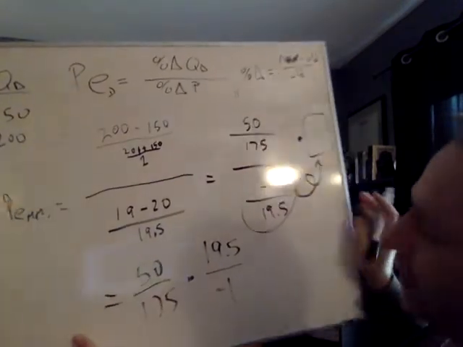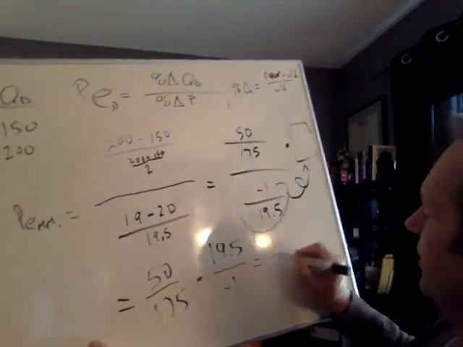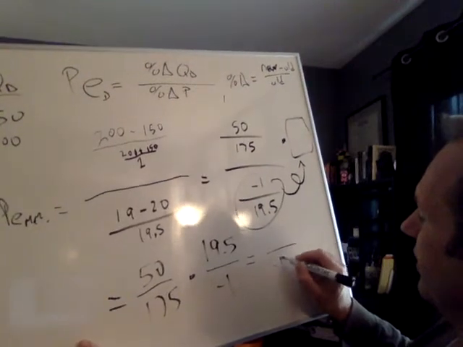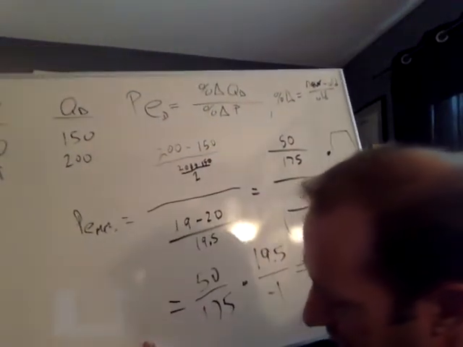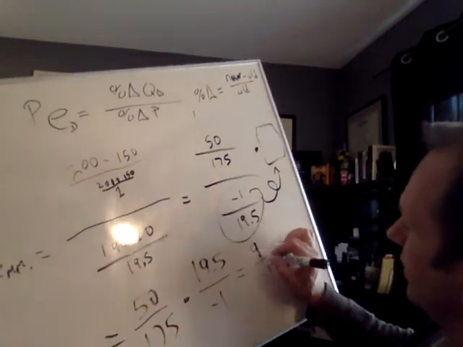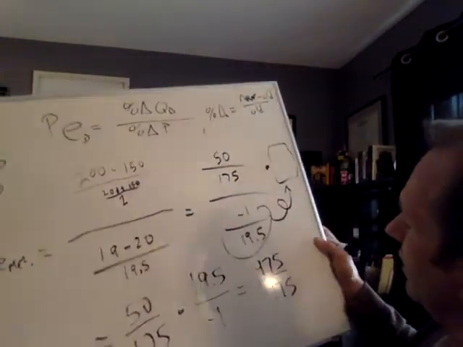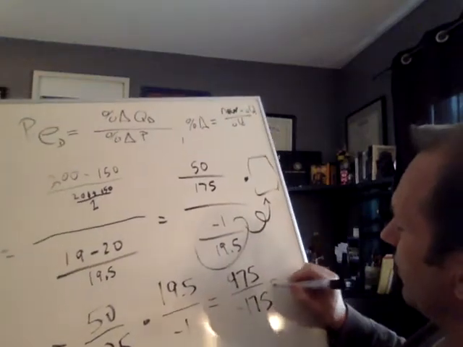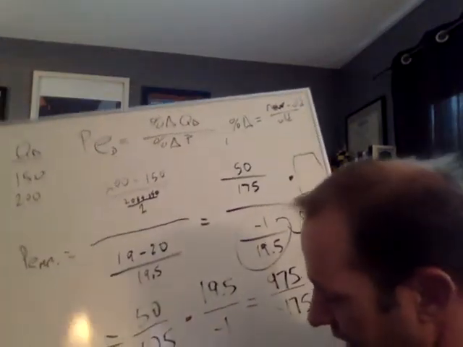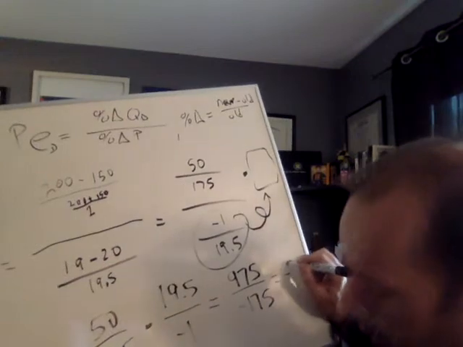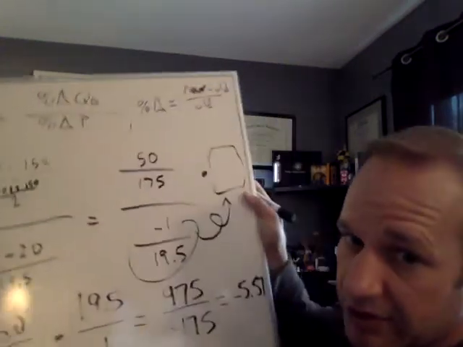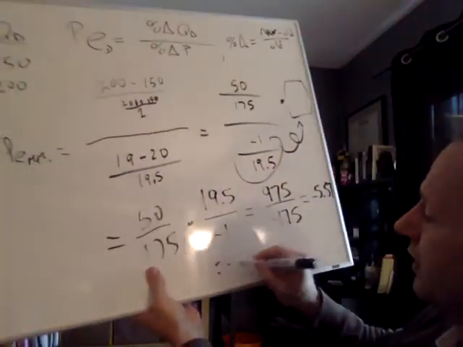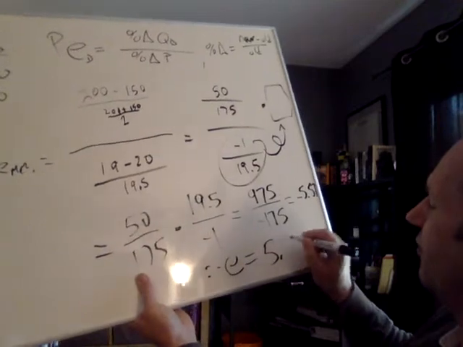I flipped and multiplied. Now I go across here, and the bottom I can see in my head, negative 175. The top, I'm going to fudge it a little bit. I'm going to look at my notes. That's 975. And now I have no choice but to do a little bit of actual division, which I did do on a calculator, I think, and that becomes negative 5.57. And we don't care about the sign, we're only interested in the absolute value. So therefore, elasticity is equal to 5.57.